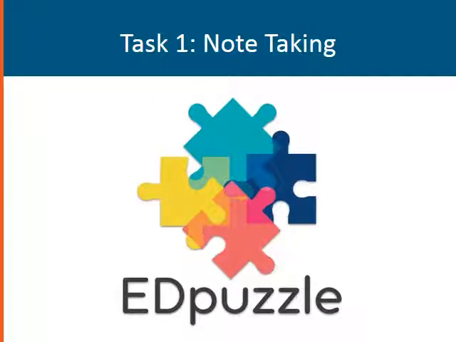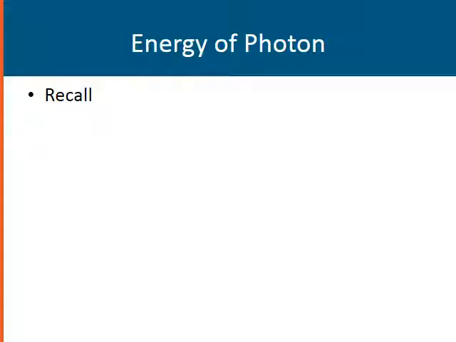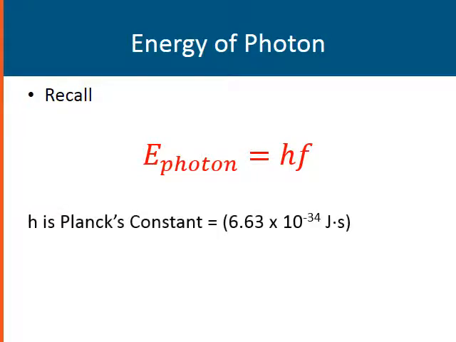To learn about the photoelectric effect in detail, click the Edpuzzle icon. For the energy of a photon, recall that E is equal to hf, or the energy of the photon is equal to Planck's constant, h, multiplied by the frequency of light, f.